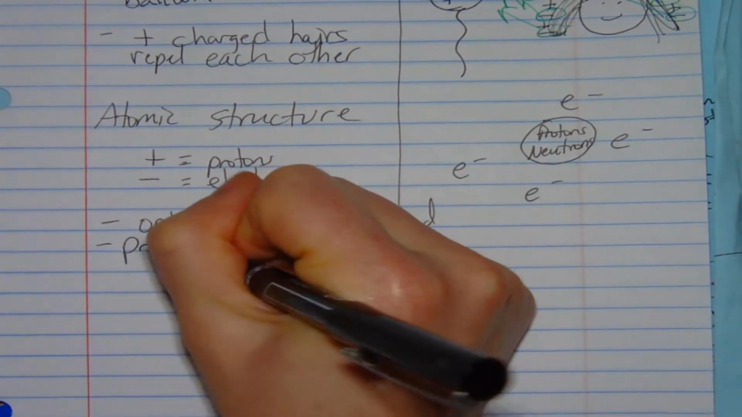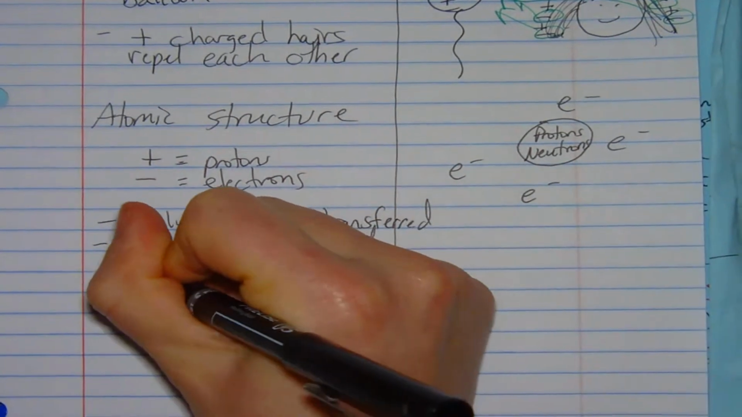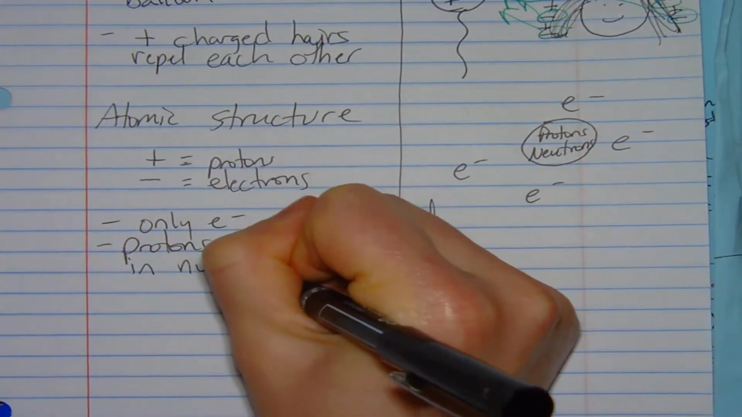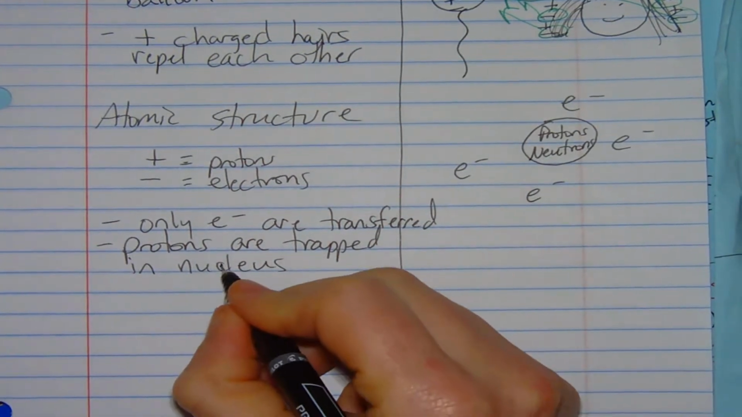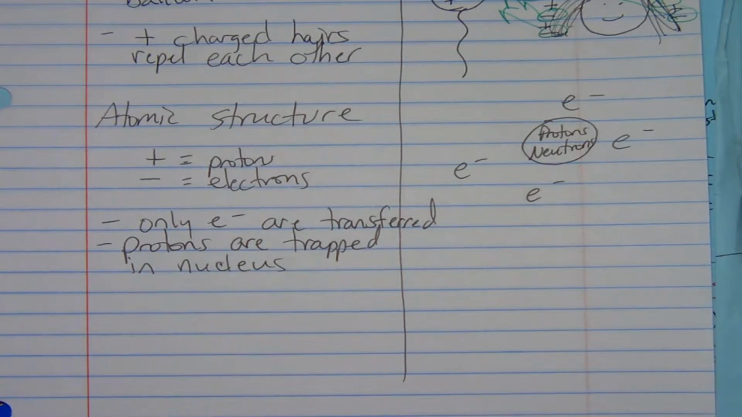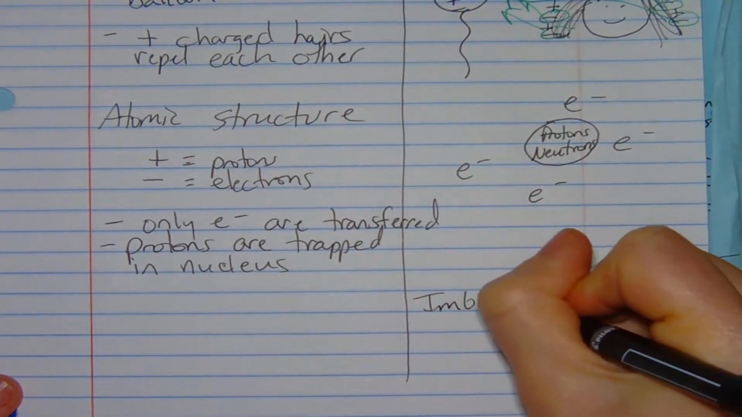The protons are trapped. They are trapped in the nucleus, so they will not move around. Okay, the protons are trapped in the nucleus. And this whole process creates an imbalance of charge between objects.